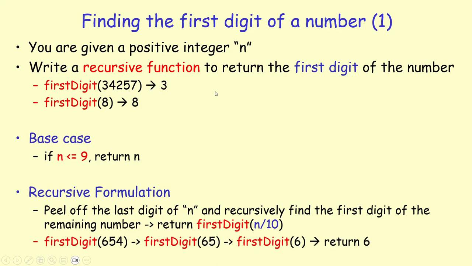So let's run it through an example. Let's say the number is 654, and we are trying to find the first digit. So recursion is going to start with 654. It's not the base case. We're going to peel off the last digit, so we are going to be left with 65. So recursively find the first digit of 65. This is still not the base case. We peel off the last digit. We are left with 6. 6 is less than or equal to 9, so we hit the base case and we return 6.